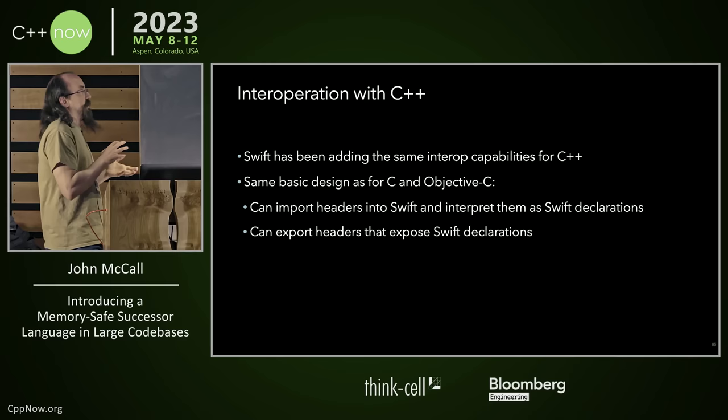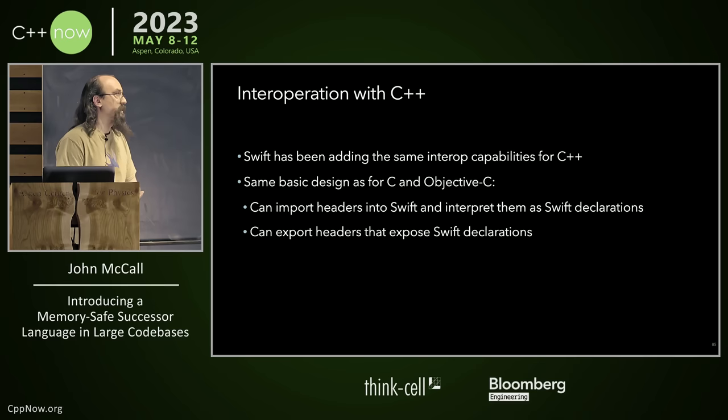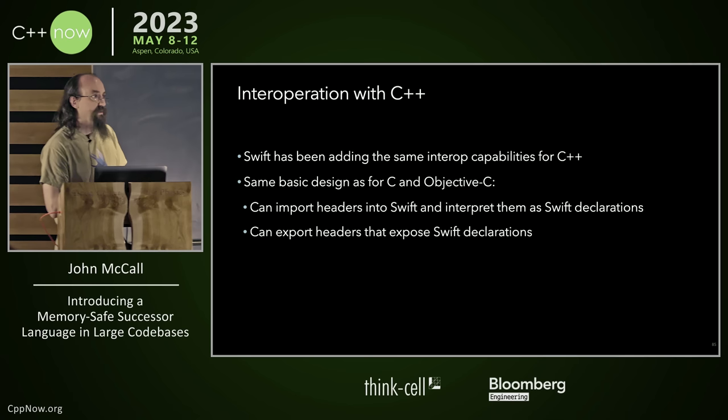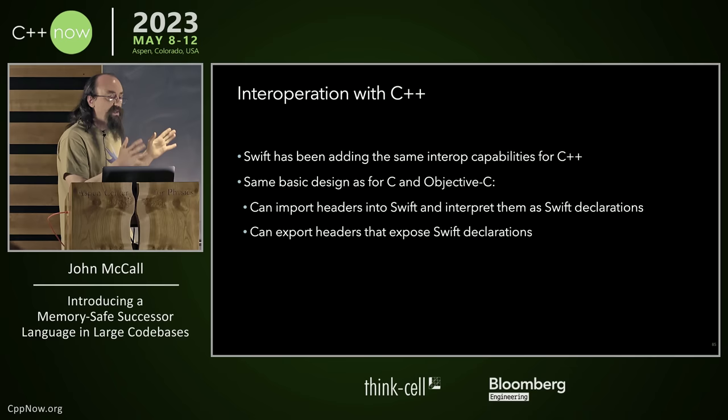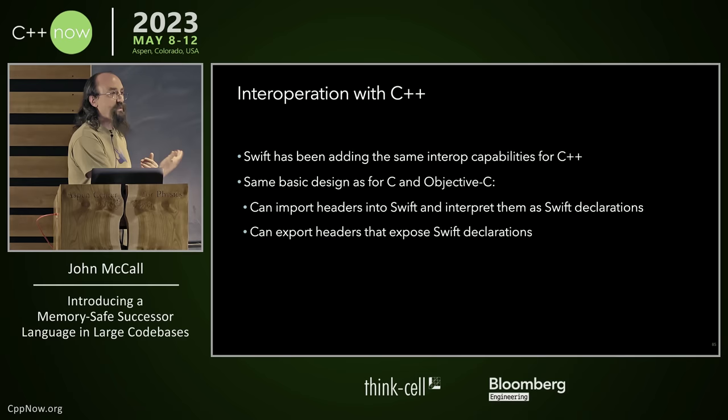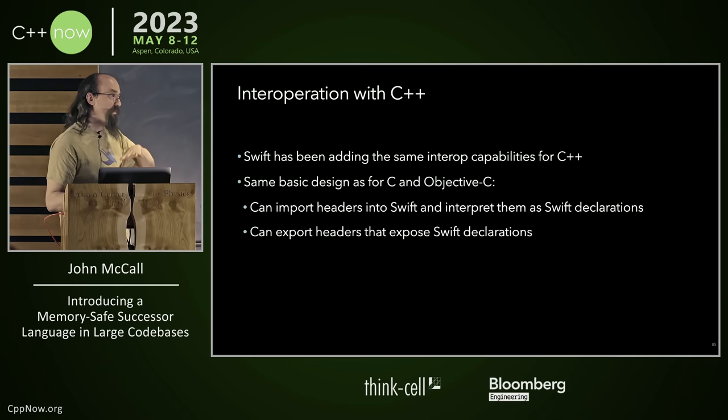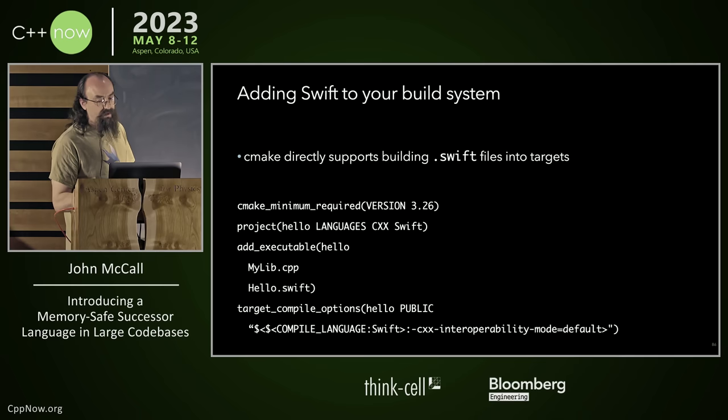Interoperation with C++ is something that we've been working on in the last year. It's already in a pretty usable state, although there's a lot of progress still left to be done. It has basically the same design as C and Objective-C. We import headers into Swift and directly interpret them as Swift declarations. Similarly, we can export headers that expose those Swift declarations back to C++.